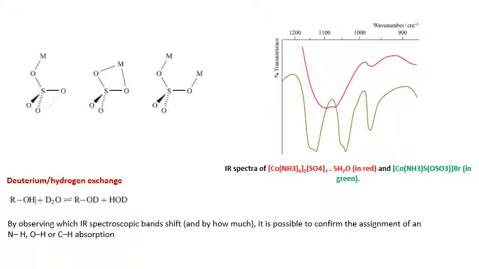Because deuterium is heavier than hydrogen, the reduced mass increases, and therefore the new band frequency will decrease. A hydrogen atom attached directly to carbon exchanges extremely slowly, except where it is acidic. So one can distinguish between the CH and OH or NH bond. Because CH bond exchange is difficult, it will not happen, but OH and NH bonds can exchange with D2O. So by observing which IR spectroscopic band shifts and by how much, it is possible to confirm an assignment of an NH, OH, and CH absorption.